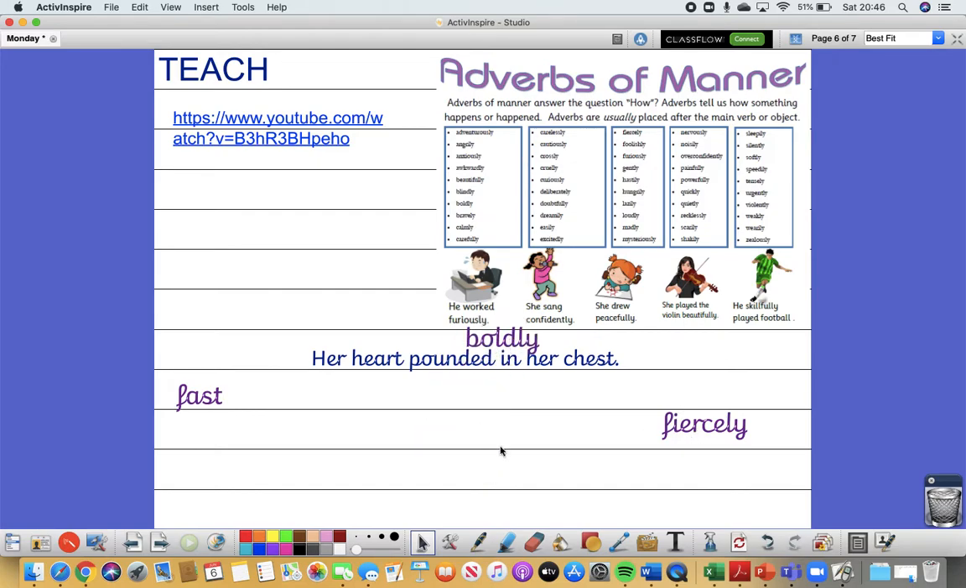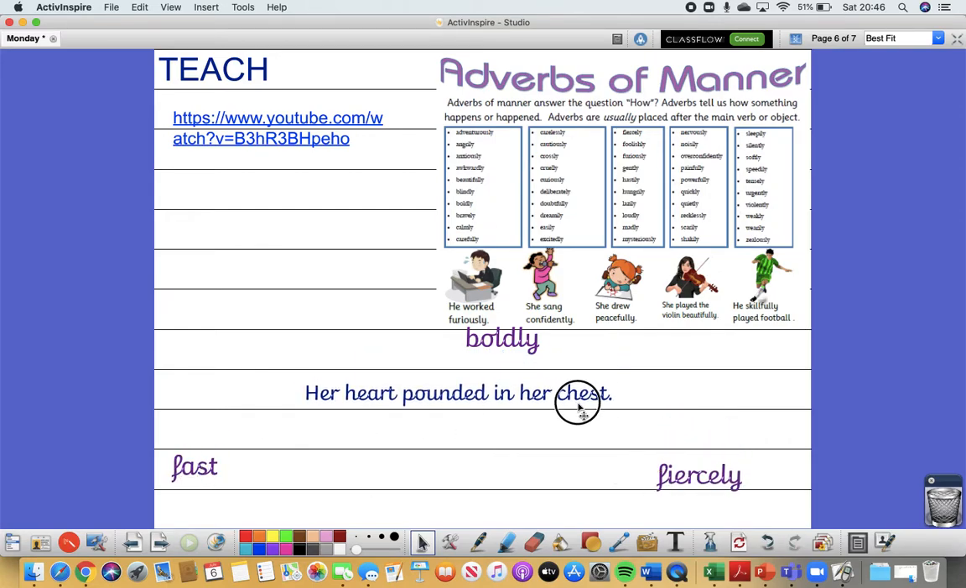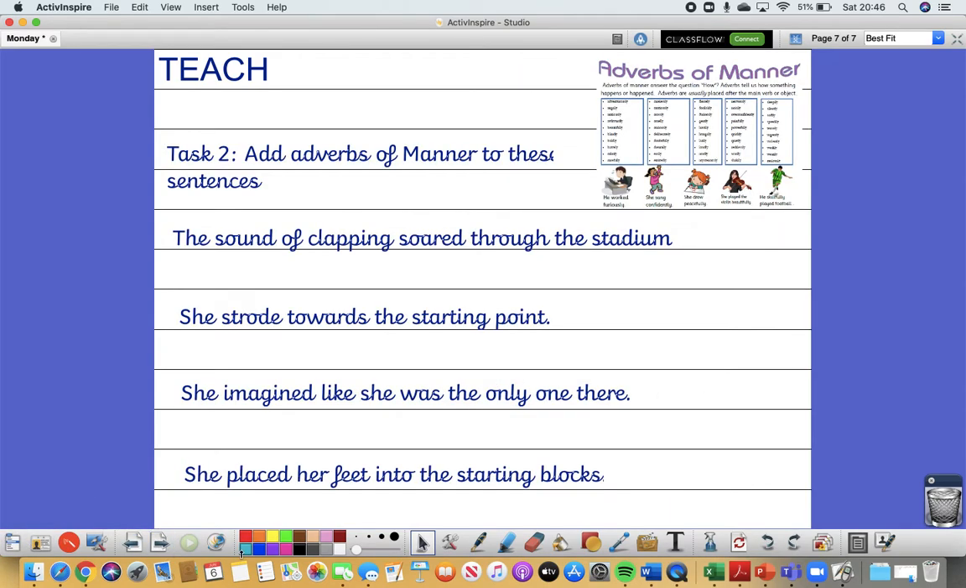So I want to say how the heart wasn't just beating and pounding normal. It was quite bold. It's quite powerful. Okay, so the word bold to me signifies a powerful word. So my sentence now would read, her heart pounded boldly in her chest. Okay, so then, on to task number two. So, I have changed the sentences to these. These are now my sentences, but I would like you to use your own sentence if you want to.